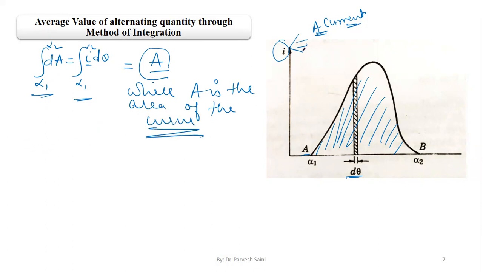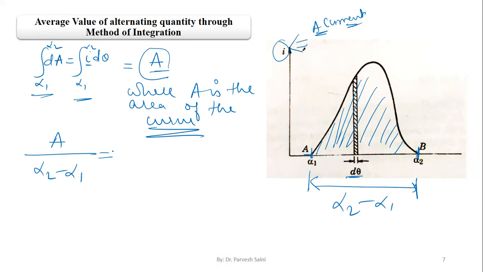So if I divide this A with the base length, the base length is basically the duration for which this signal is existing. So it is alpha 2 minus alpha 1. So what is area? Area is height into breadth, or length into breadth, and the breadth here we can take as the height of the signal. So this is the ratio of the total area of the curve to its base length. This is basically the base length.